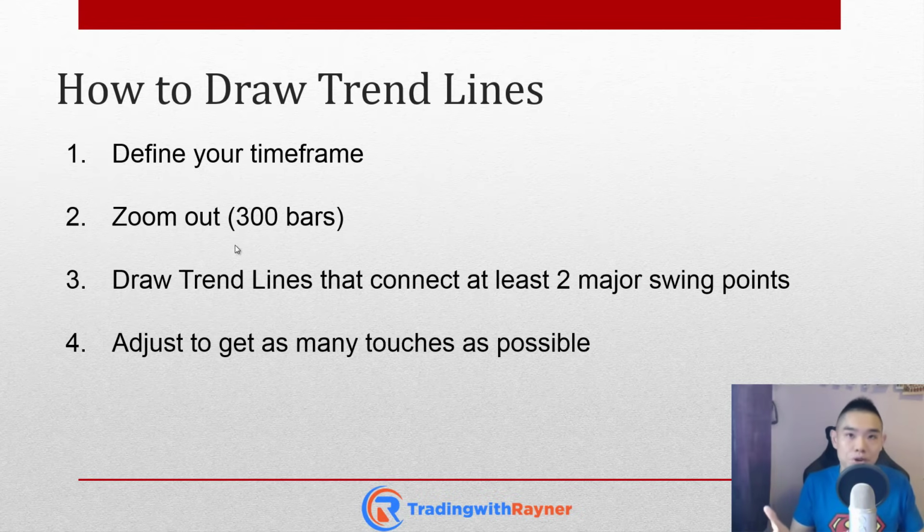Depending on the screen you are trading from, right? A trader on a 20-inch screen and a trader on a 50-inch screen, right? The zoom up can really be very different. So to be objective here, I would say at least 300 bars on your chart.